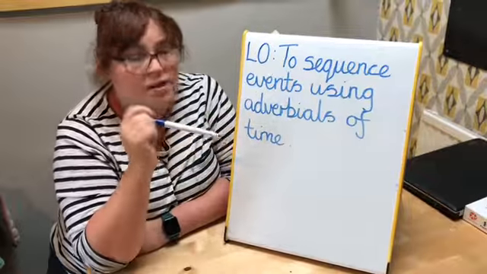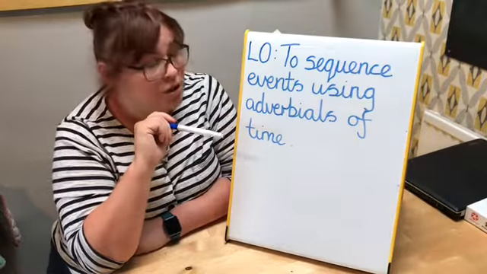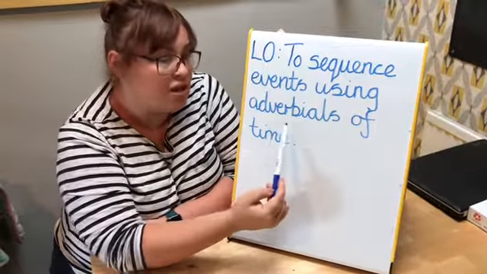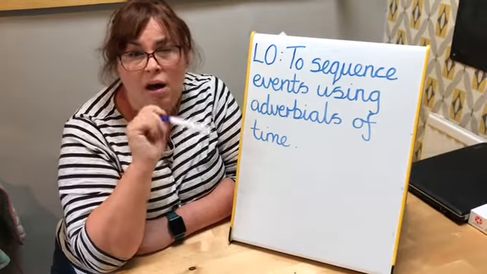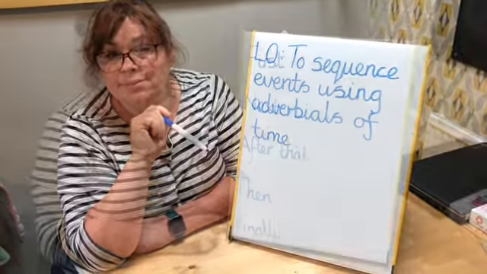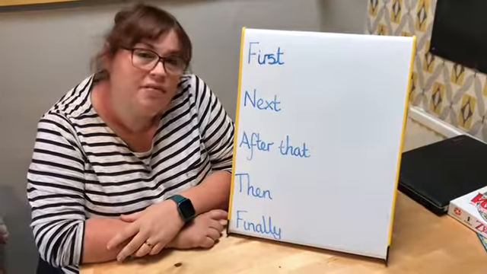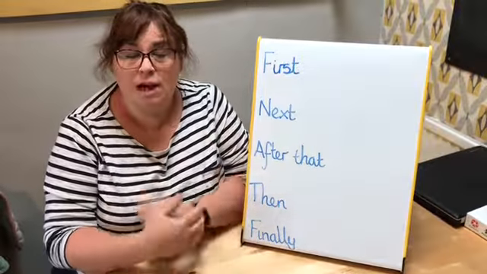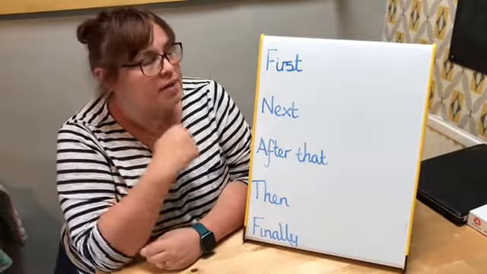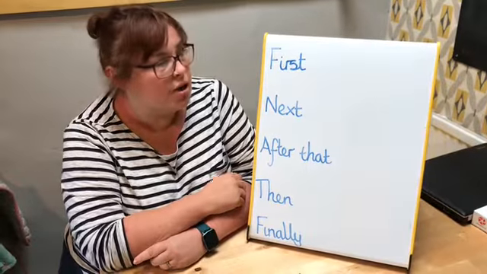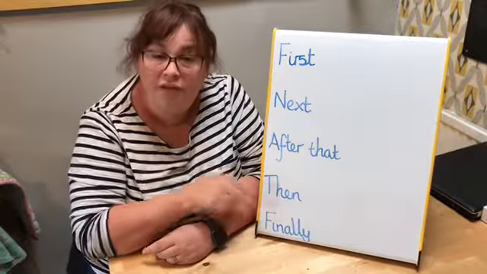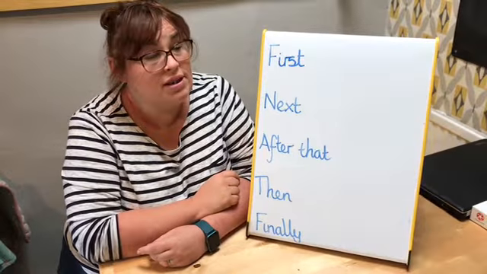Now we know that sequence means to put things in the right order, but I wonder if you can just pause the video for a second and have a little think, or maybe a chat to your grown-up about what adverbials of time are, and can you think of any examples? Welcome back. Did you think of any of these? Adverbials of time are words that help us sequence. They help tell us when something has happened. And the ones we most commonly use are first, next, after that, then, and finally. I'm wondering whether you have some of those as well.